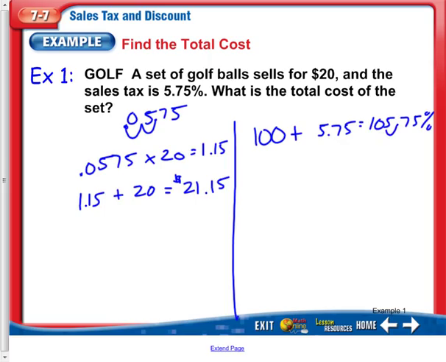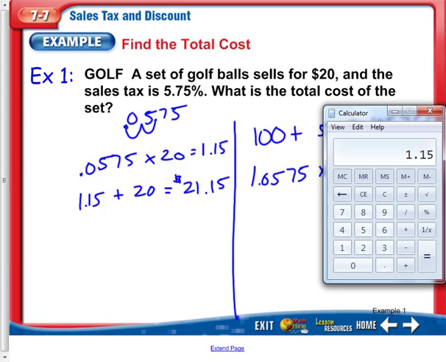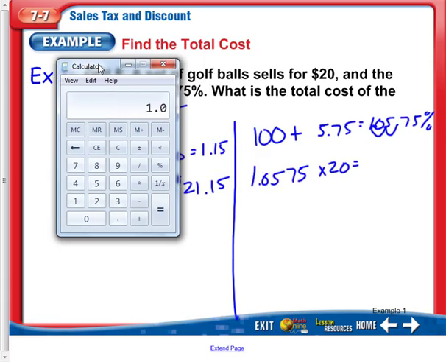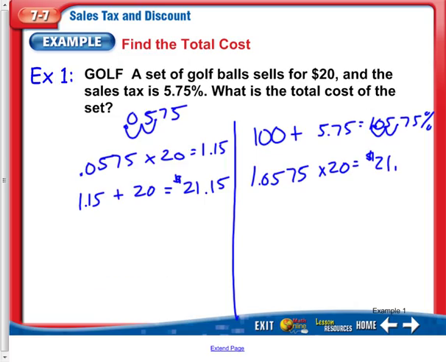Now, let's get this as a decimal. And so I'm going to get 1.0575 times 20. 20 is the original amount of the golf balls. So now I'm going to try it with my calculator doing it this way. Let's see what we get. 1.0575 times 20. Notice we're getting the same answer here, $21.15.